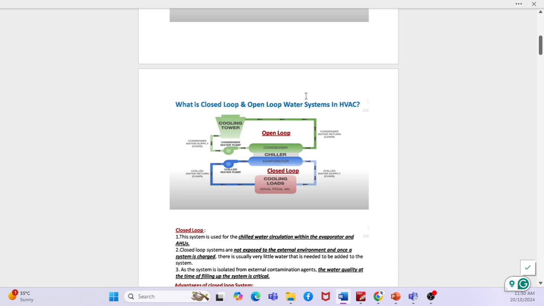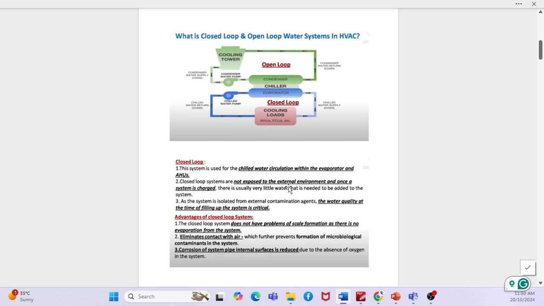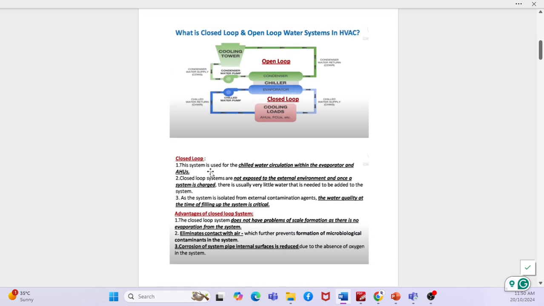In the open system, the water is directly open to the atmosphere. Okay, and if you talk about the closed system, it is within an enclosed pipe. It is not open to the atmosphere, right? So here you may require more chemical treatment because it is open to the atmosphere. Here you may require less chemical treatment, right? Because it is an enclosed system. Okay, you can see the closed system is used for chilled water circulation within the evaporator and AHUs, right? So this is what we have as a closed system.